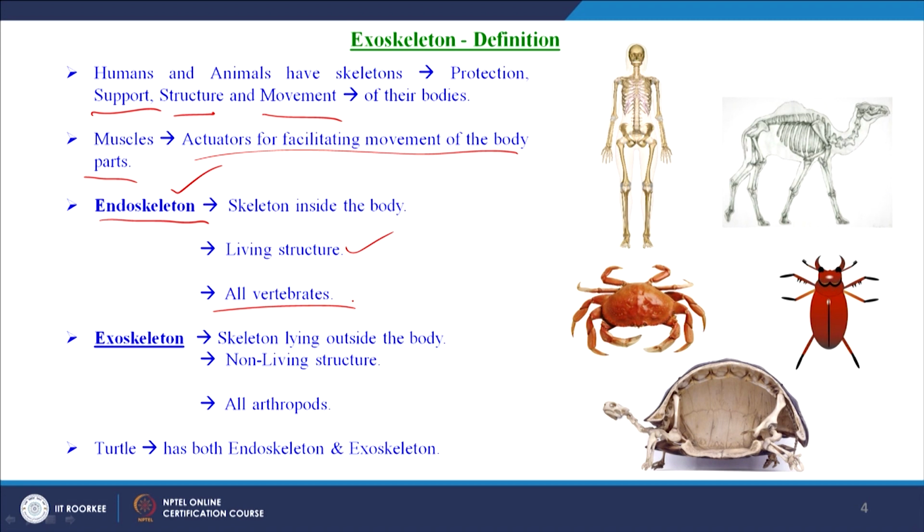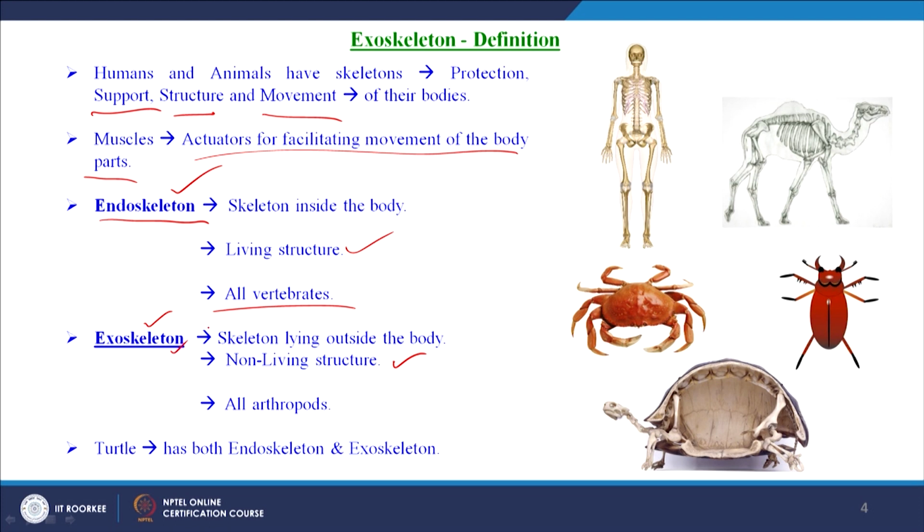And now coming to the definition of exoskeleton, the skeleton part which is lying outside the body is called exoskeleton, and it is a non-living structure and it will not grow along with the body, and after some growth it sheds off from the body, and all arthropods have the exoskeleton.